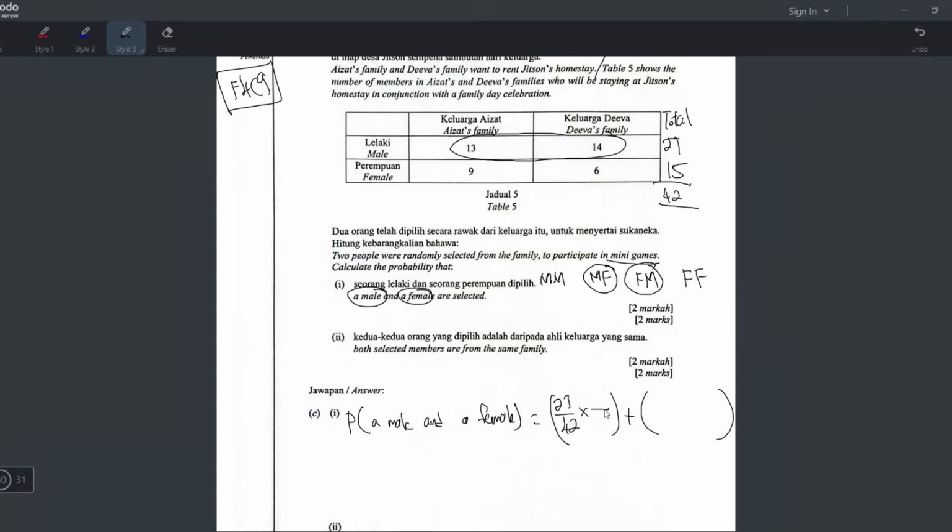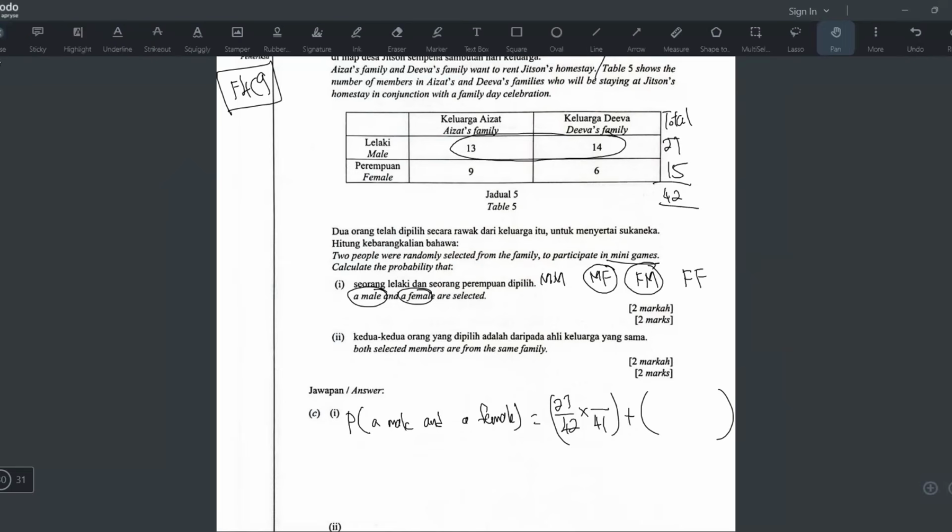And then times with, okay, this question they never say with replacement or without replacement, we don't know, right? But let me tell you, it must be without replacement. Because this one you choose people to play a mini game. So you can't have chosen one person and then ask the person to go back, and then you randomly choose again. No, it's not possible, right? You already chose one person, that means that person will not be chosen again. That means the total will become 41 here already.